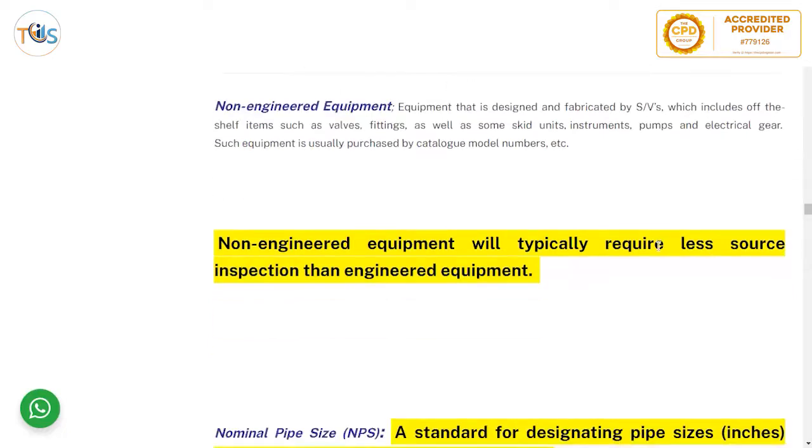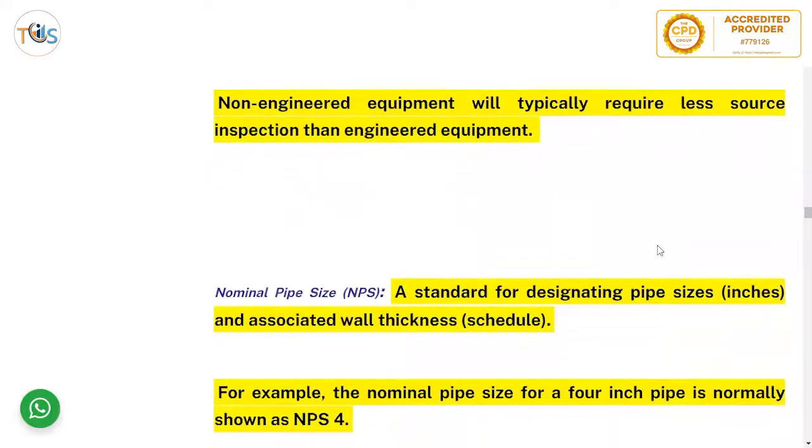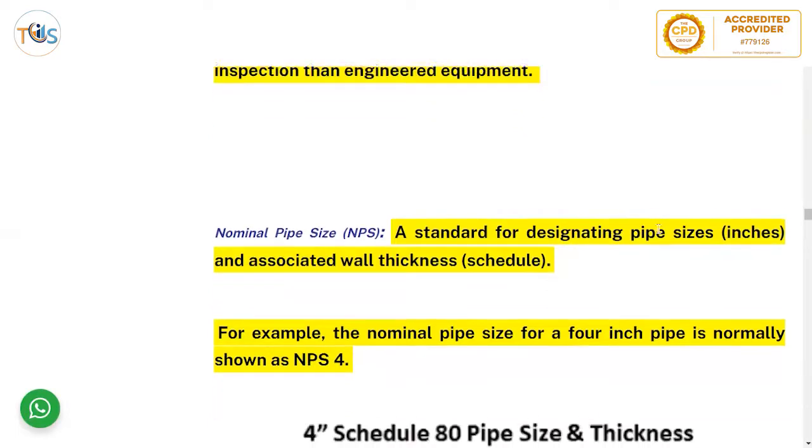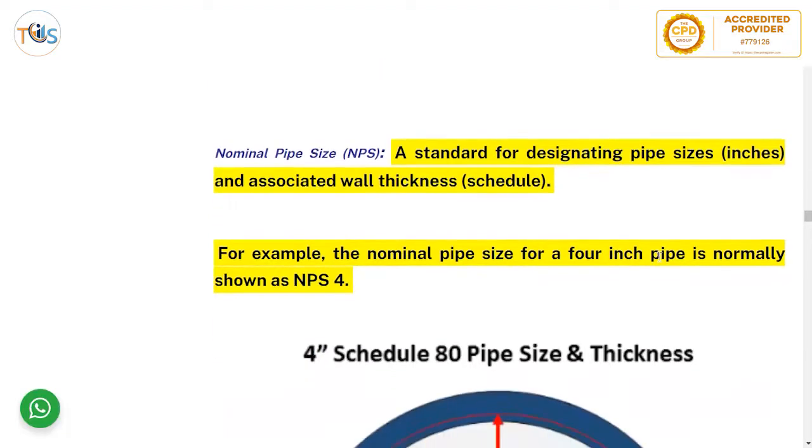Non-engineered equipment is off-the-shelf equipment such as valves, fittings, some skid units, instruments, pumps, and electrical gear, usually purchased by catalog, model number, etc. It will typically cost less, and non-engineered equipment typically means less source inspection involvement. Whereas engineered equipment needs more involvement of the inspector because it is made to tailor.